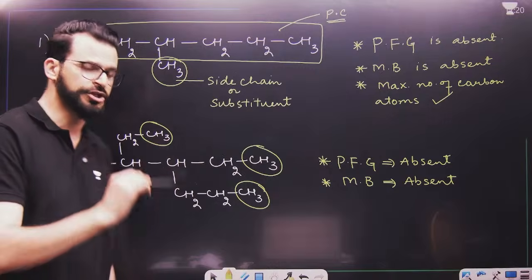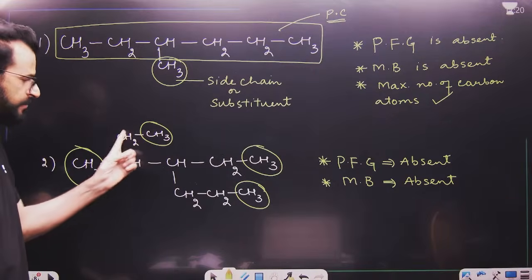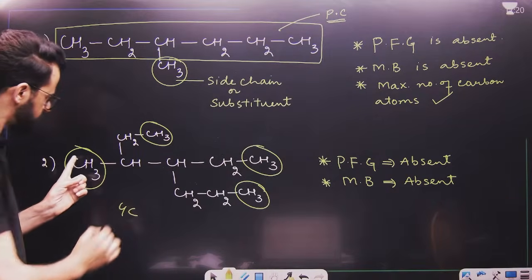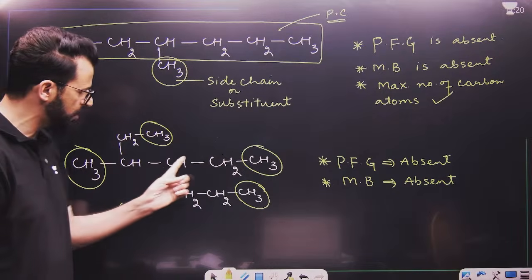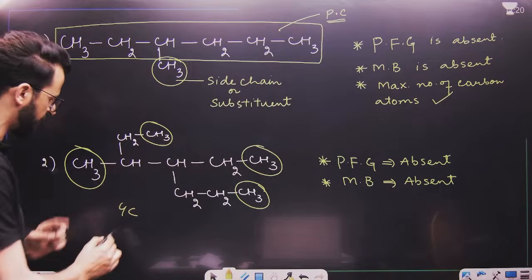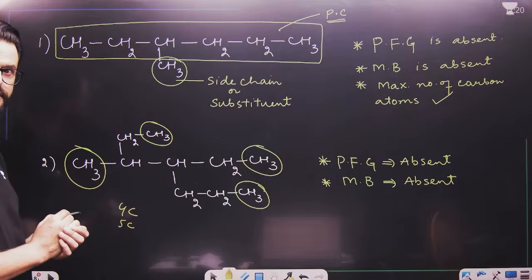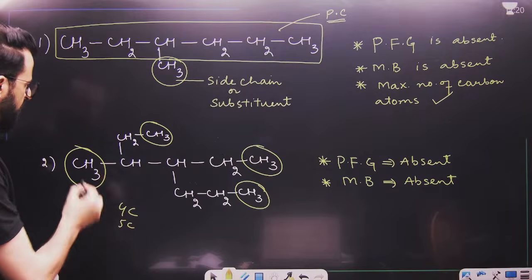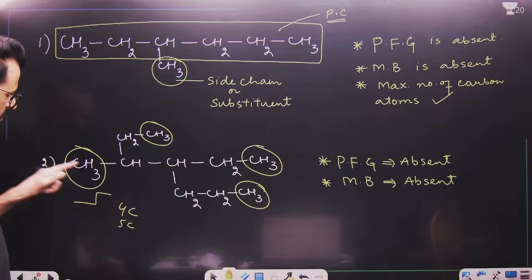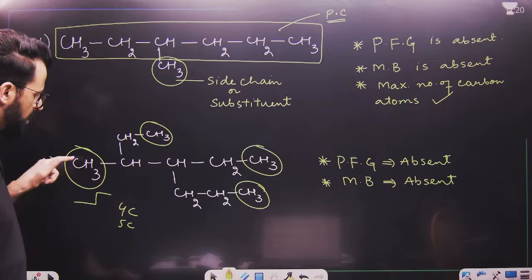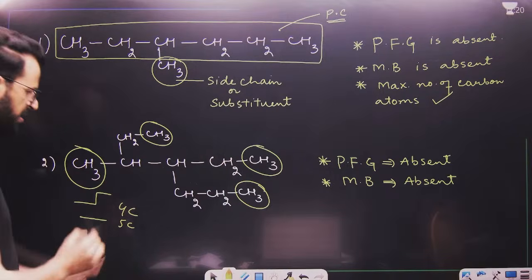Possibility number one is having 4 carbons. Let me write down. This is having 4 carbons. Possibility number 2: 1, 2, 3, 4, 5. So this is having 5 carbons. Is this point clear to you? If you want, you can write down like this. This possibility is like this. This and this is having 4 carbons. What about this straight chain? Straight chain is having 5 carbons.